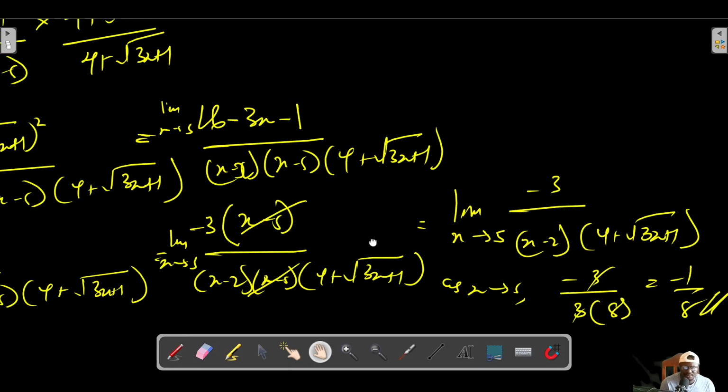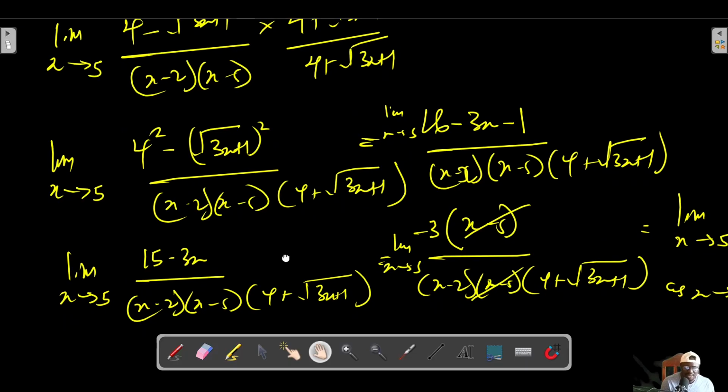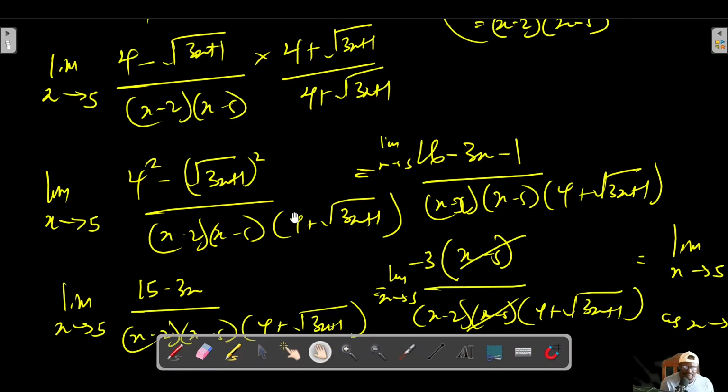This is so simple. Now for this one, you can also use the substitution method I taught you. It is actually not difficult, but I won't go through that. You can try it on your own. Now let us try some other problems.